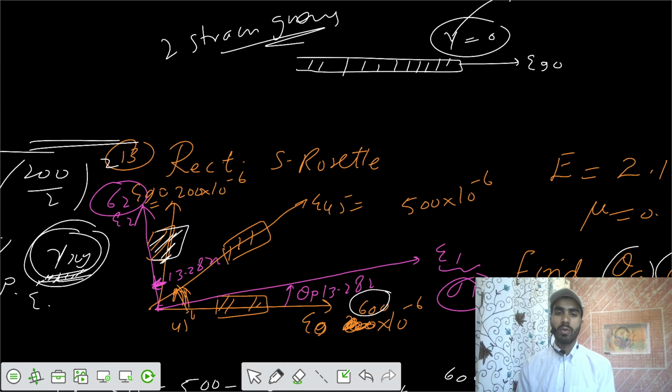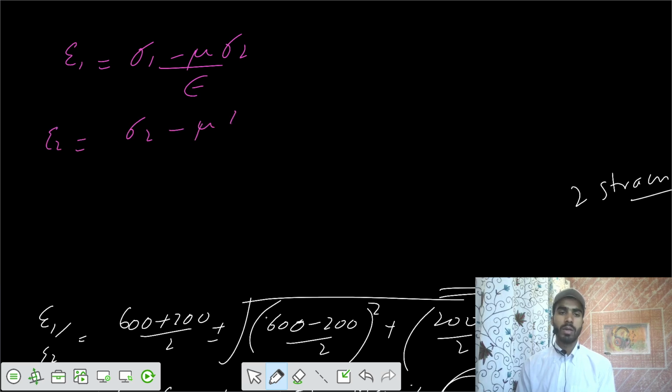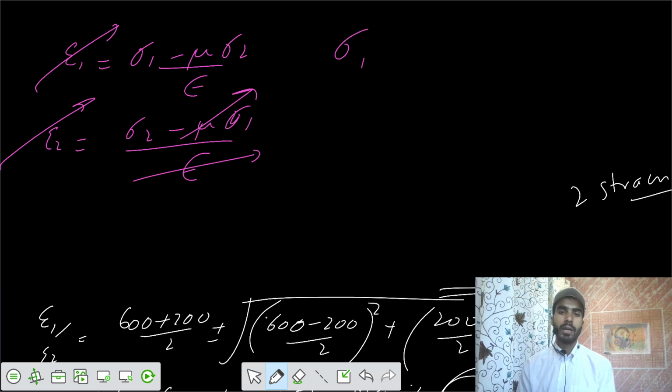Now if you want to calculate sigma 1 and sigma 2, you use the equations E1 equals sigma 1 minus mu sigma 2 by E, and E2 equals sigma 2 minus mu sigma 1 by E. The E value is given to you, mu is also given to you, E1 and E2 you calculated, and sigma 1 and sigma 2 you can get.